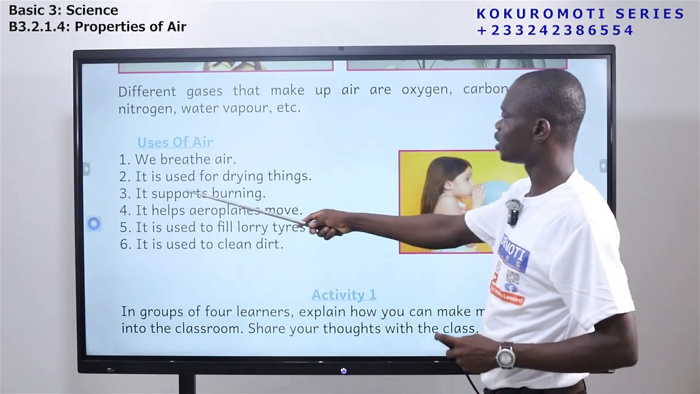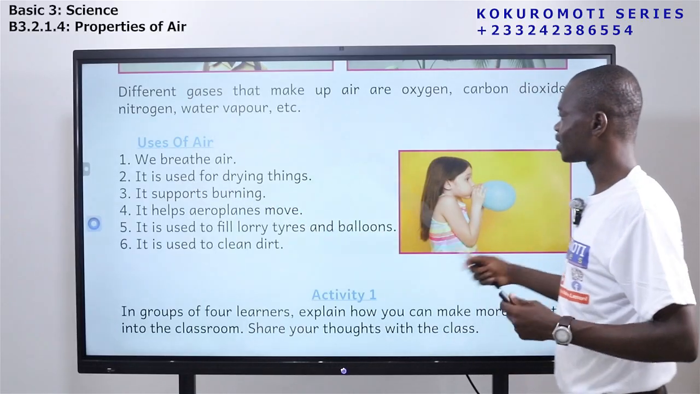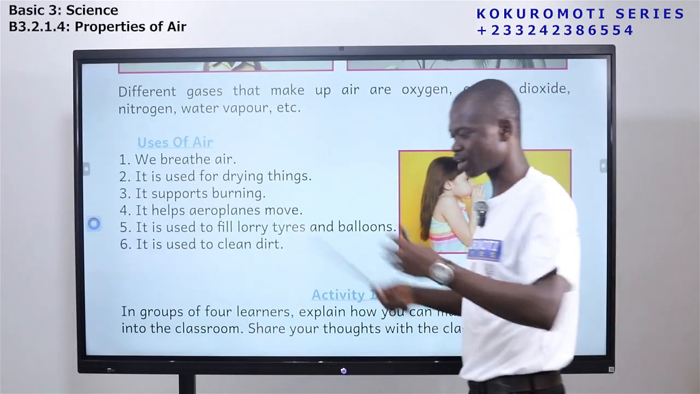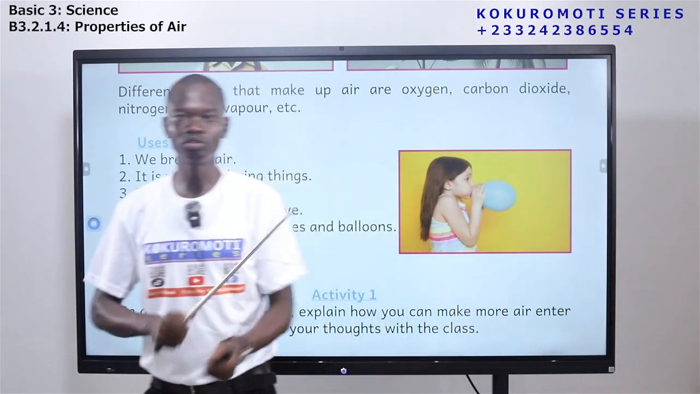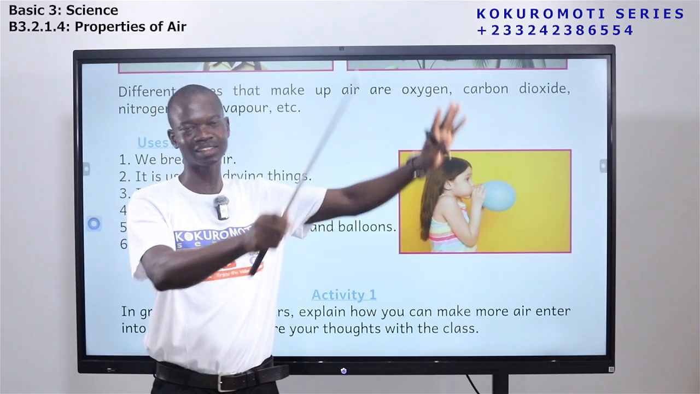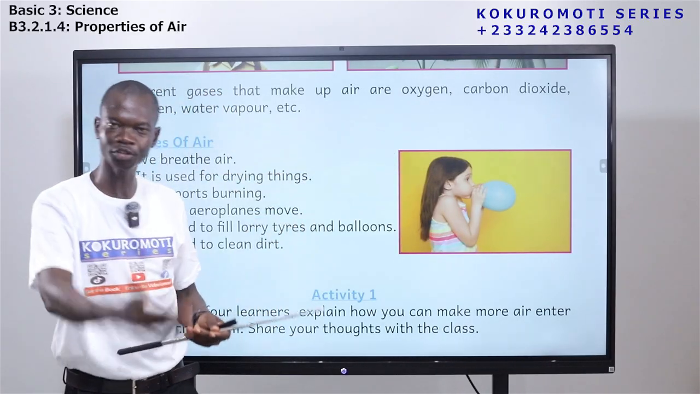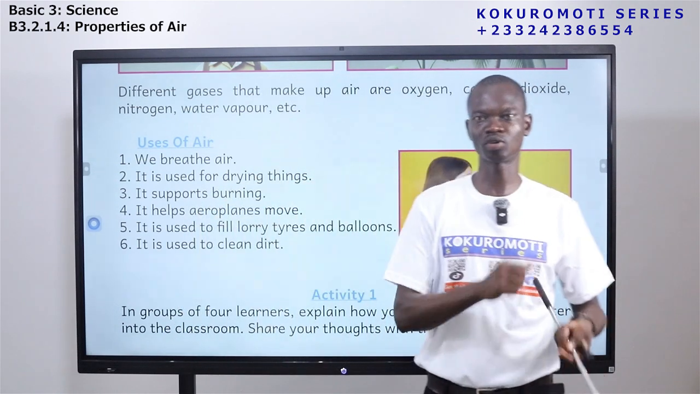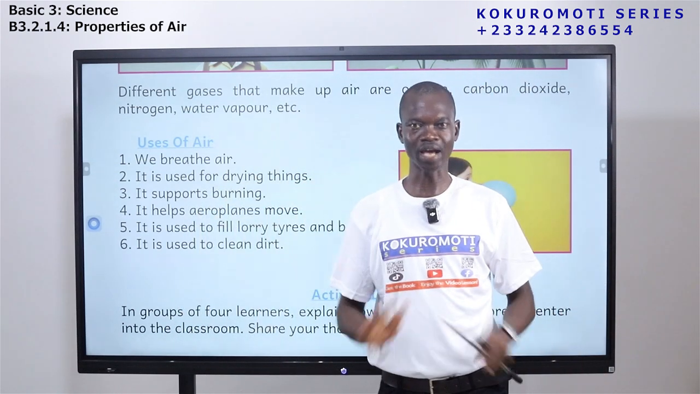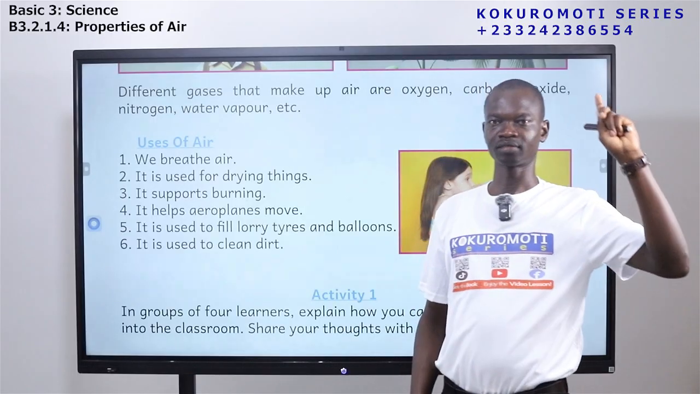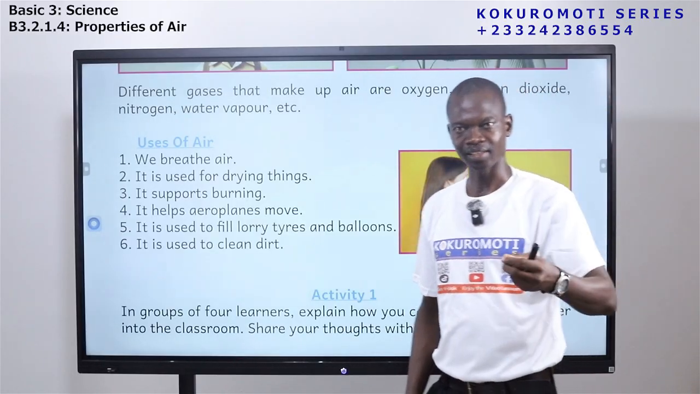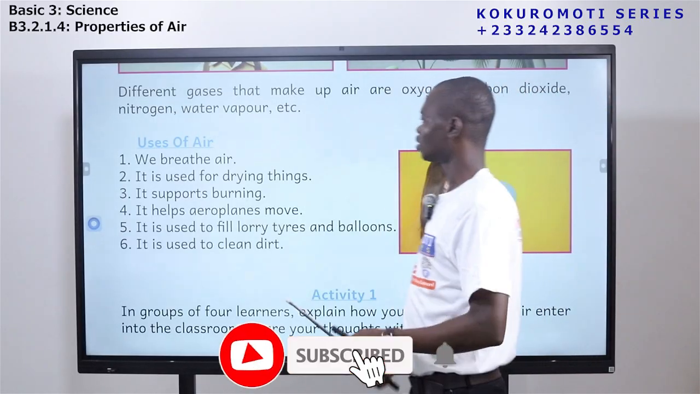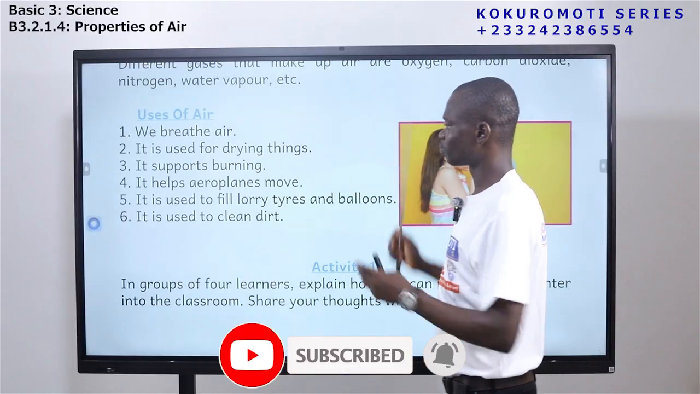The next one is that it is used for what? Drying things. So we use air to dry things. Sometimes in the night, you wash and then you hang it at the window side. The following day, in the morning, you wake up and you check that the thing that you washed in the night has what? Dried. There was no sun, but the air has dried it.